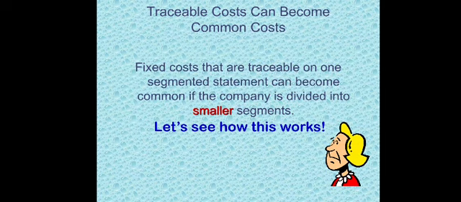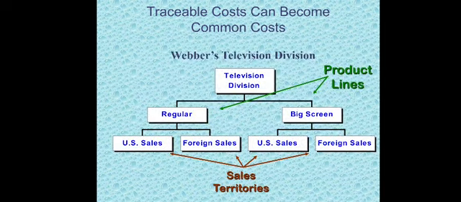Okay, another thing that is easy. This is additional explanation for the income statement that you have seen in the previous slide. Traceable costs can become common costs. Fixed costs that are traceable on one segmented statement can become common if the company is divided into smaller segments. Okay, let's see how this works. This is not very difficult.